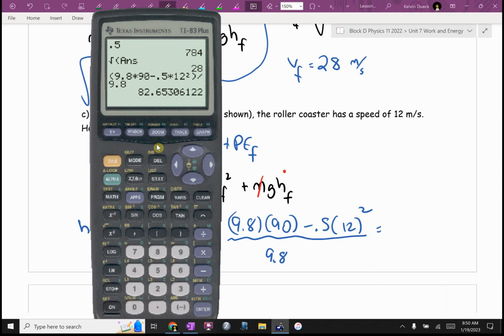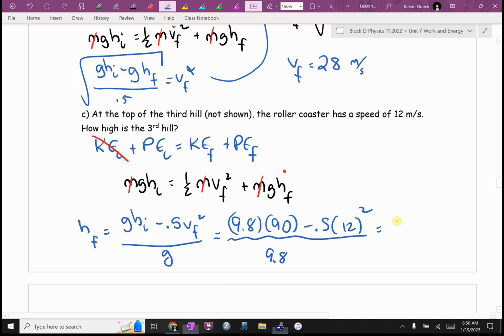82.6. Okay. The built-in error check: it couldn't be higher than 90 because that would be magically gaining energy. 82.6 seems about right, because at 90 we were at rest, so we picked up a little bit of speed, but not much. We've lost a little bit of height, but not much. Oh, not 82.6, what should I really say? 82 point, round off properly, Mr. Duick.